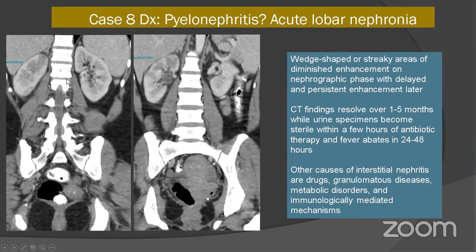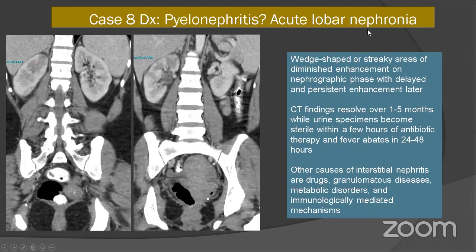You may see delayed or persistent enhancement if you were to do a delayed phase image. So these hypodense areas may demonstrate delayed enhancement while the normal kidney contrast washes off. And the CT findings typically resolve over a month or longer, while the urine specimens become sterile within a few hours of antibiotics. And the fever is usually gone if the bug responds to antibiotics within 1 to 2 days. The other causes of interstitial nephritis are, of course, drugs, granulomatous diseases. There are metabolic conditions and immunologically mediated mechanisms.